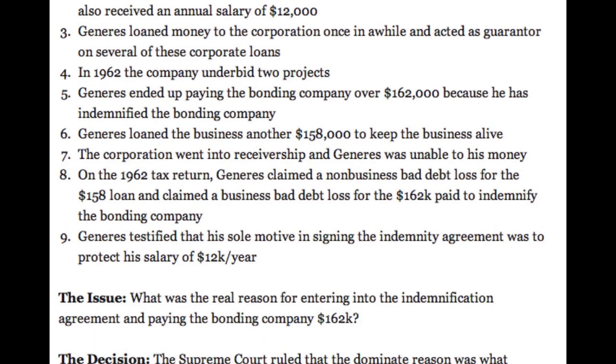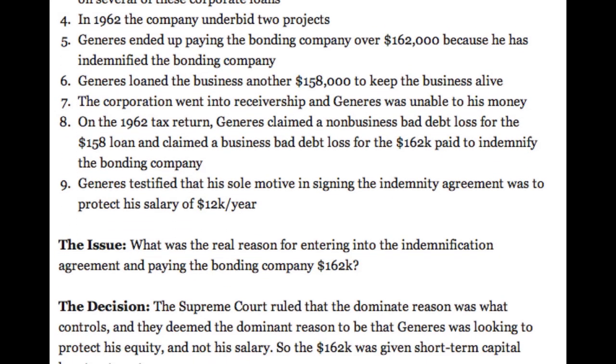In 1962, Generes, or his company, severely underbid two projects. They ended up having to pay the bonding company over $162,000 because he had personally indemnified the bonding company. So Generes loaned the business another $158,000 to keep it alive. The corporation went bankrupt. He was unable to recover the money that he had loaned to the business. On his 1962 tax return, he claimed a non-business bad debt for the $158,000 loan, and he claimed a business bad debt loss for the $162,000 he paid to indemnify the bonding company.